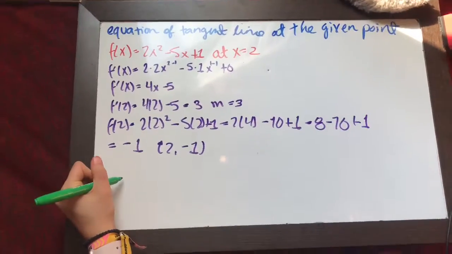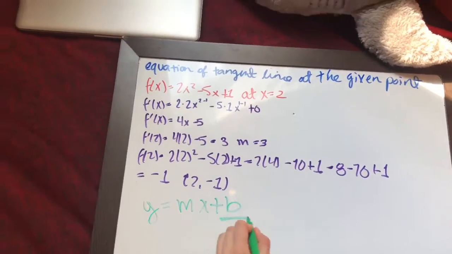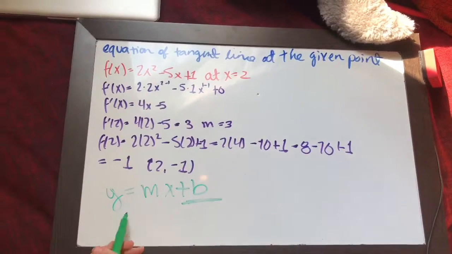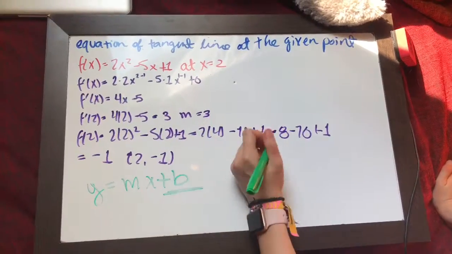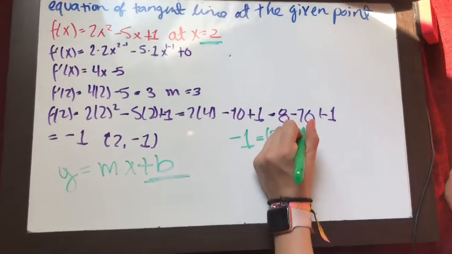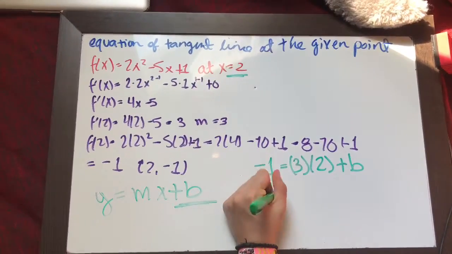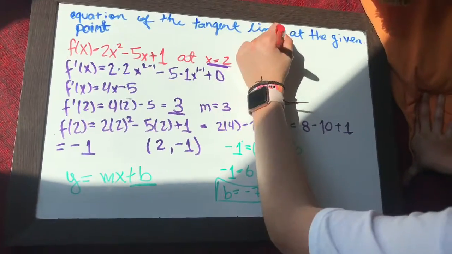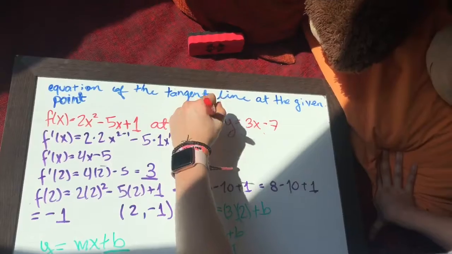We know that the equation of the line is y equals mx plus b, and we have to find b. So we're gonna use the same formula to find b. We know the value of y, which is minus 1. We know the value of m, which is 3, and the value of x was given to us, it's 2. So we're gonna isolate b. Final equation will be y equals 3x minus 7.